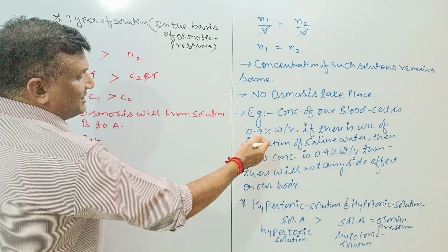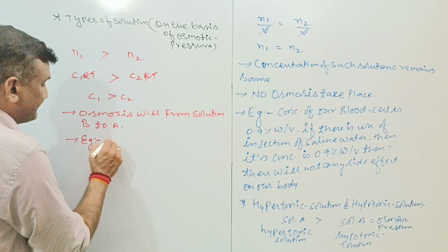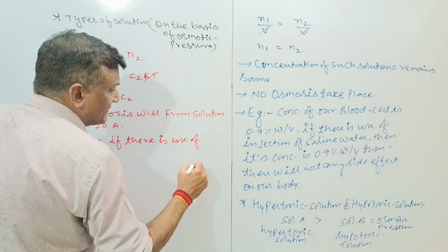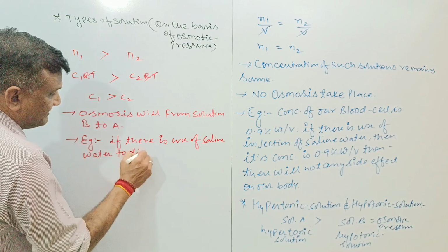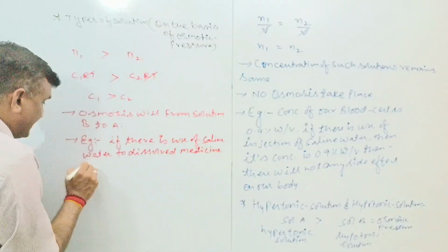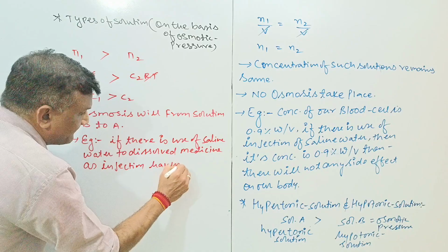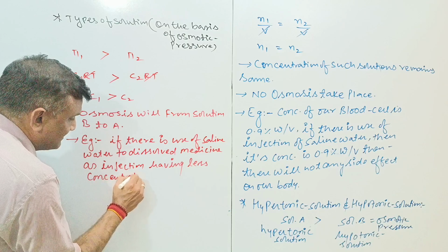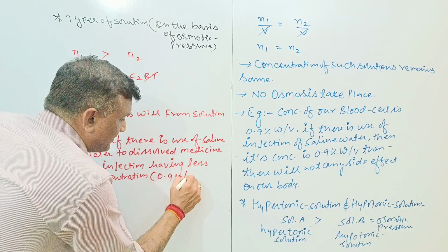Suppose, as we have discussed, the concentration of blood cells in our body is 0.9% by mass volume, and if saline water is used to dissolve medicine as an injection having less concentration, meaning less than 0.9% by mass volume percentage.